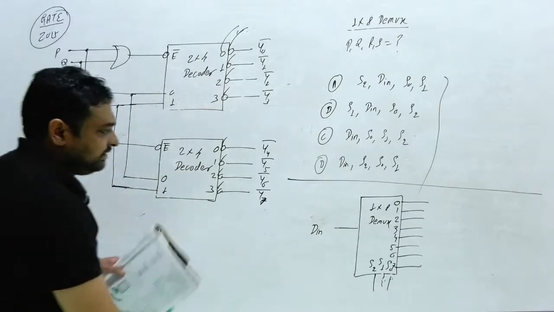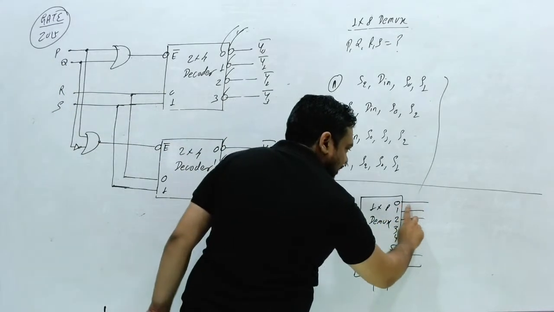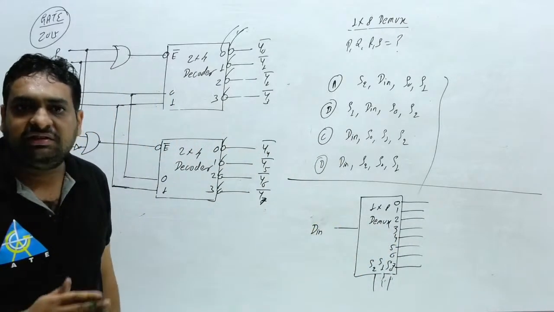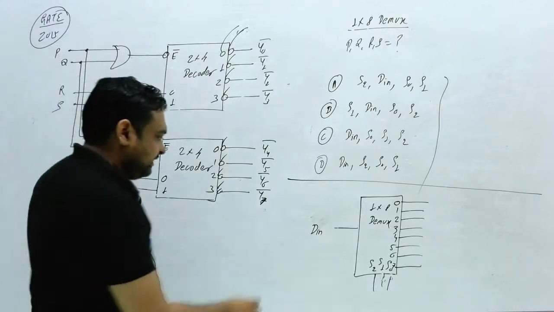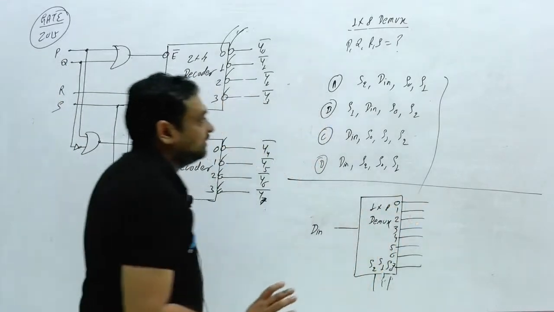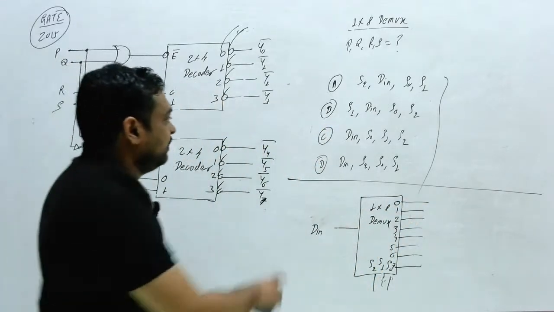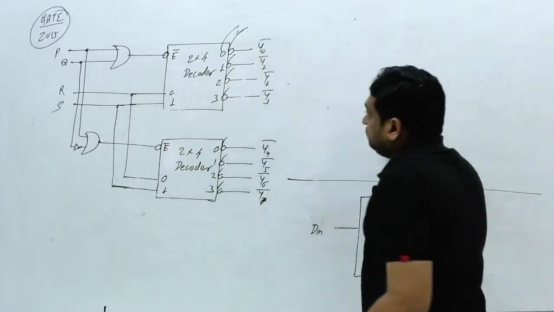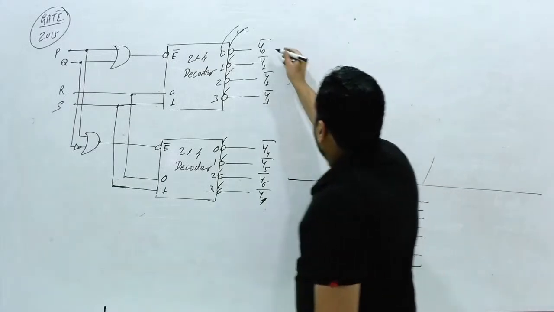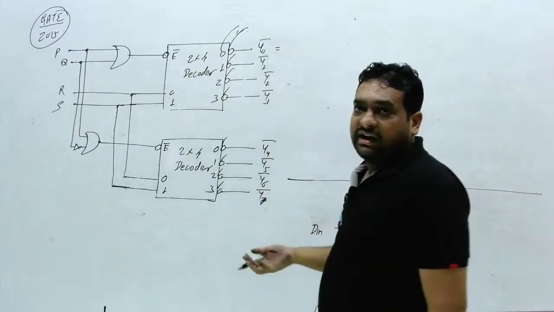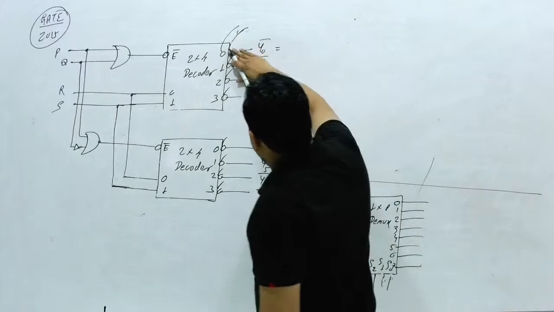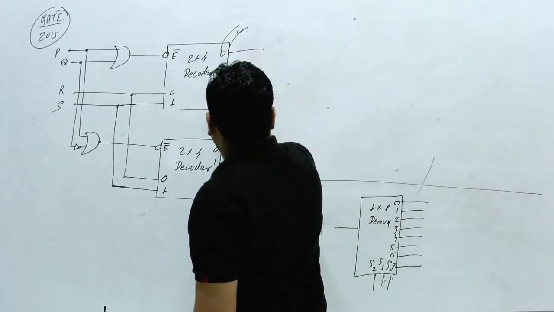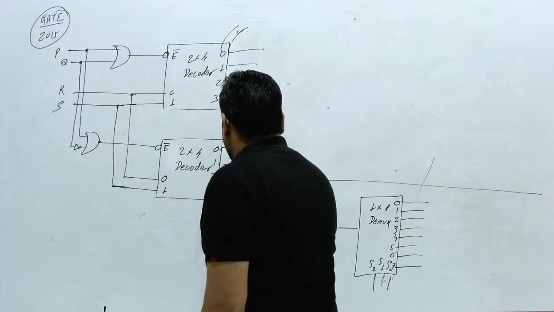Now, in the demultiplexer, when S2, S1, S0 is 0, 0, 0, then the input data as it is you will get at the output. Okay, now I am going to solve this question. Let's see how. When you will get output here, what can I write? Right now I am removing all this bubble, and I am considering this is your output.